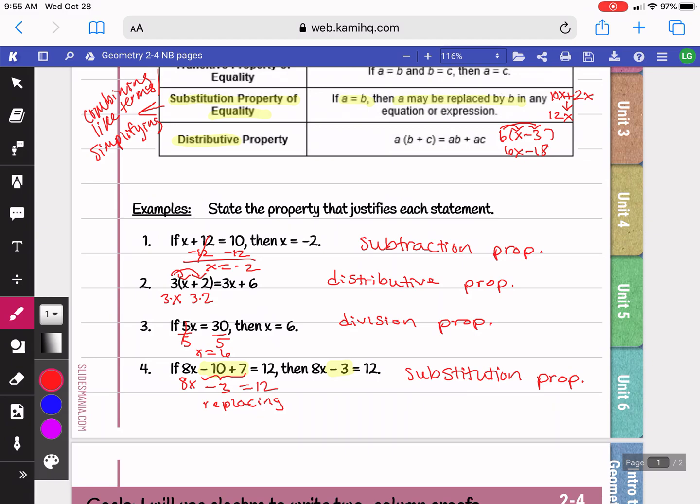These properties, like I said, are going to be used when we continue with solving with algebraic proofs.